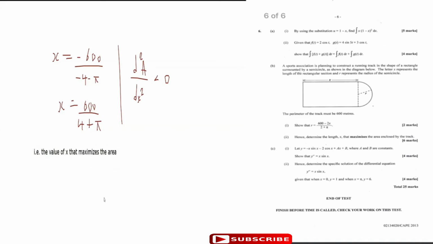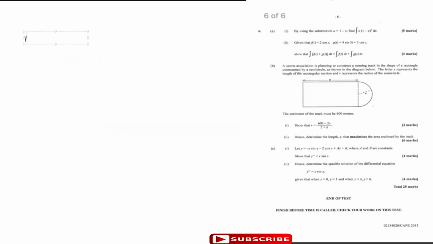Now the last part. It says let y be equal to minus x sine x minus 2 cos x plus ax plus b, and show that the second derivative is x sine x. I'm going to do it fresh around here. So y is equal to minus x sine x minus 2 cosine x plus ax plus b.